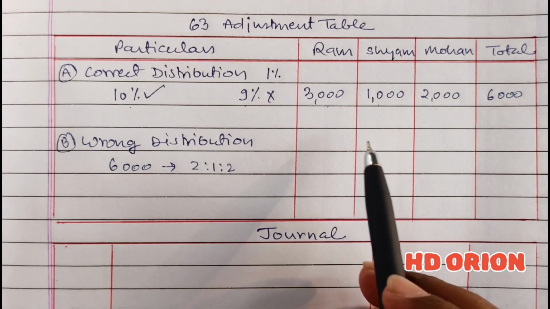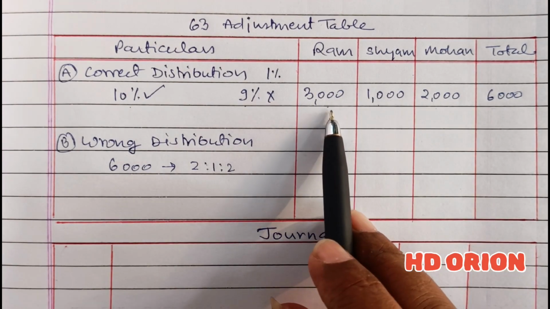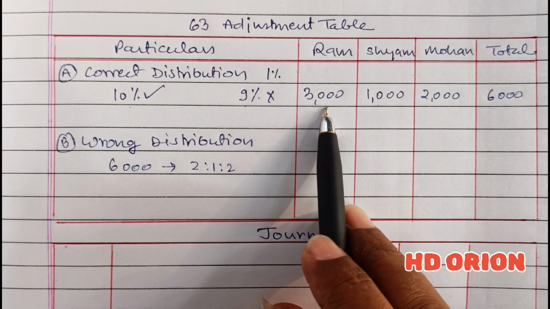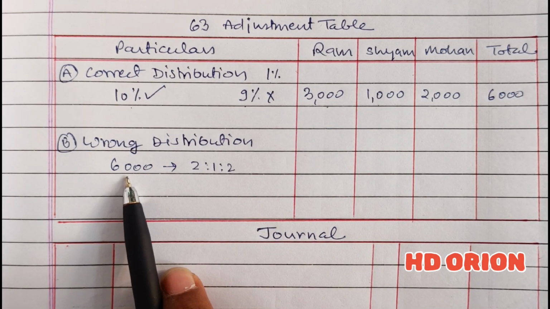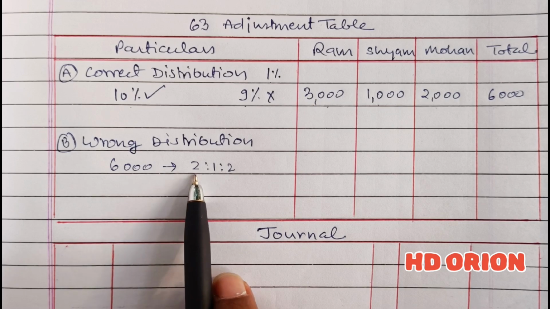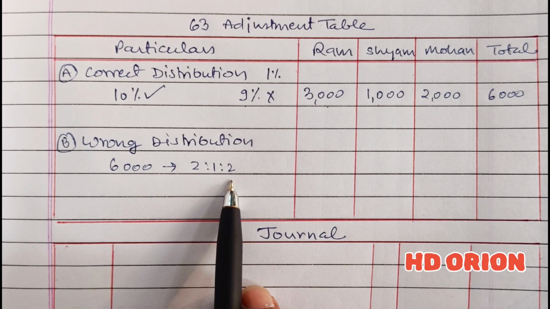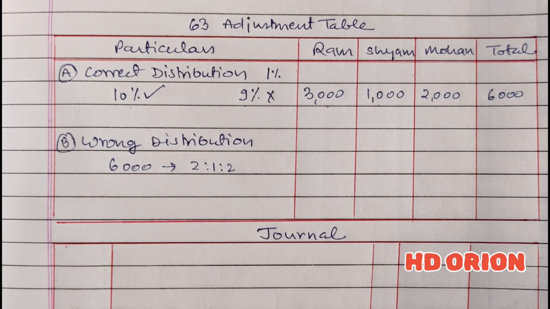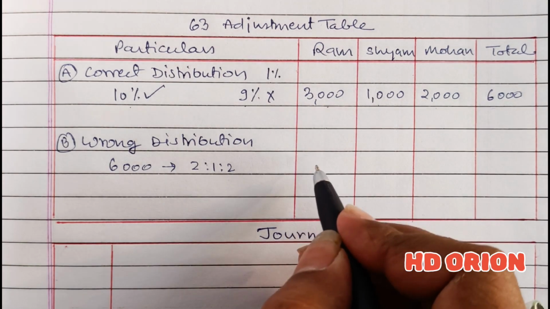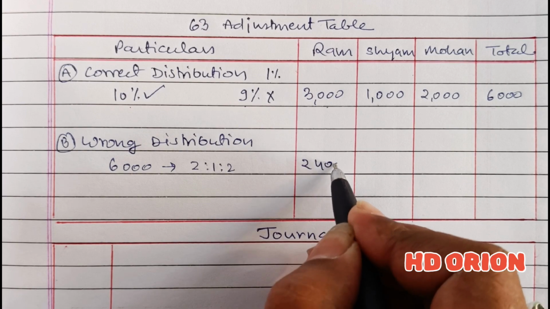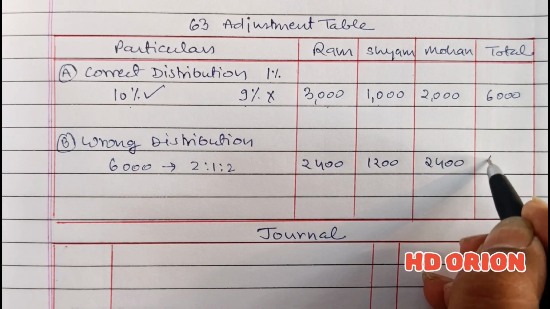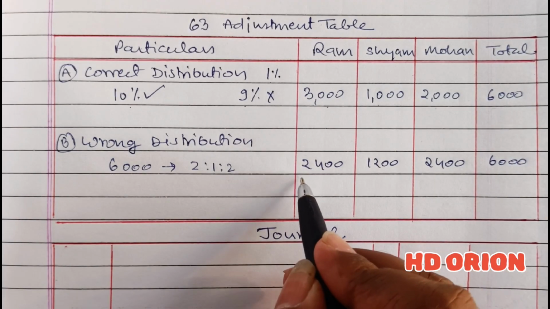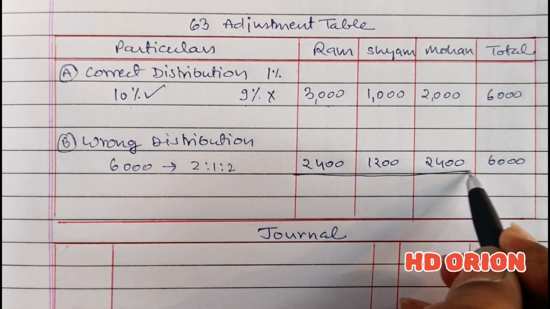So here, instead of giving this 6000 rupees as interest on capital, which should be 3000, 1000 and 2000, we have given this 6000 rupees in the ratio 2:1:2. So the amount has been misappropriated to the partners. Here we have given them 2400, then 1200 and 2400. This way the 6000 rupees has been given to them, which is wrong.